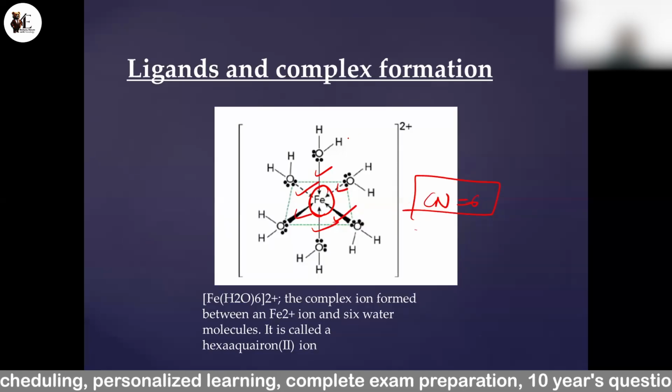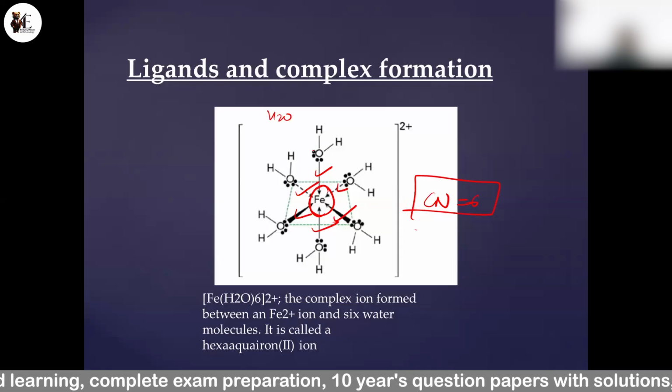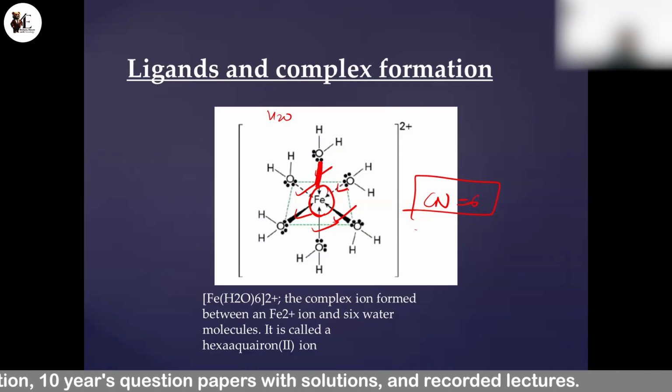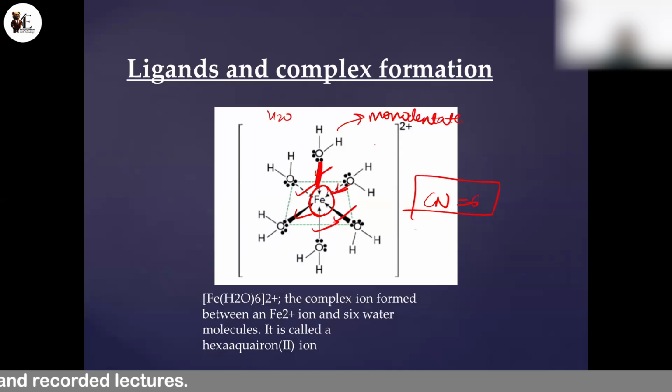Coordination number is 6. Now you can see here that this is your H2O, water molecule. Oxygen has 2 lone pairs of electrons. Now this lone pair of electrons can form only one bond with the central metal atom. So these types of ligands are known as monodentate ligands, which have only one donor site. Monodentate means they have only one donor site.